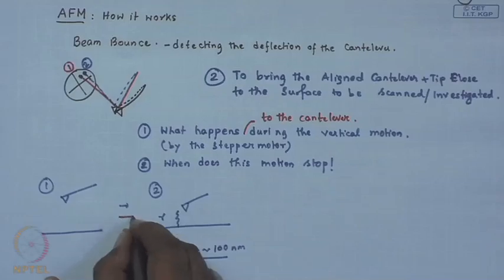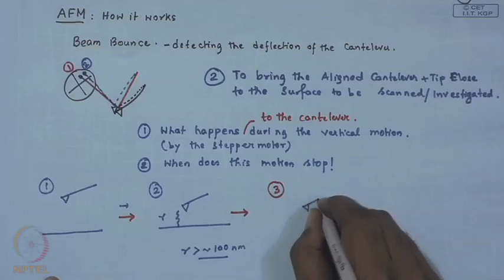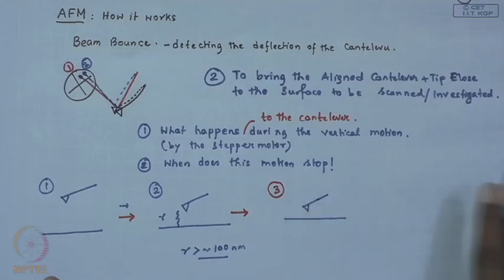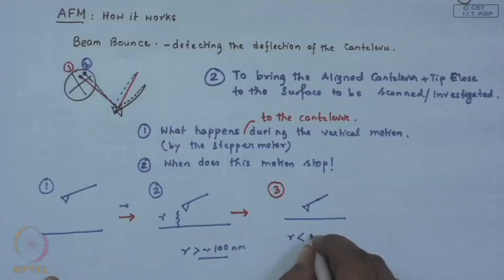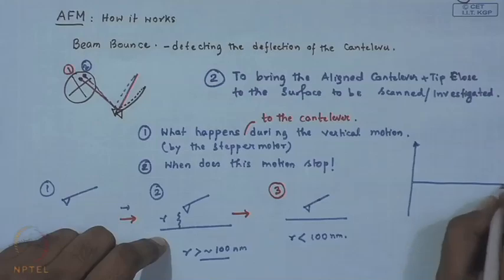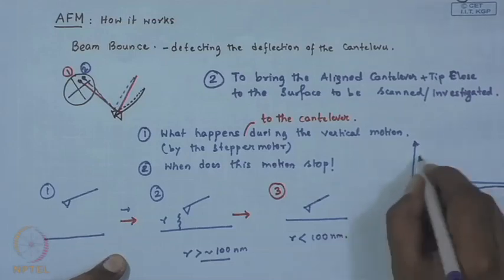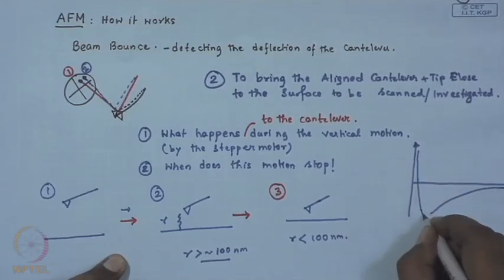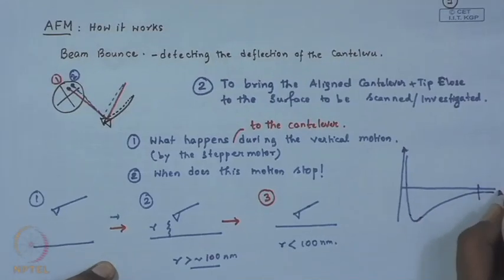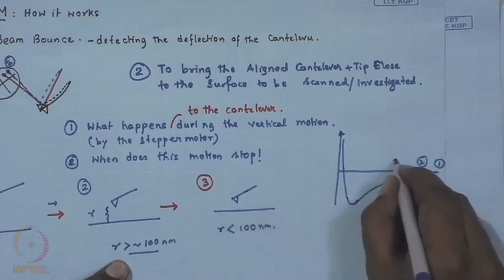But next, when it is even closer, let us say this separation distance now is less than 100 nanometer. So, what happens? If you remember your potential curve, which is also given here, 1 and 2 had no interaction, but beyond this, so this is the generic nature of the potential curve, we already understand this. So, let us say 1 was somewhere over here, 2 was somewhere over here, but let us say 3 is here.